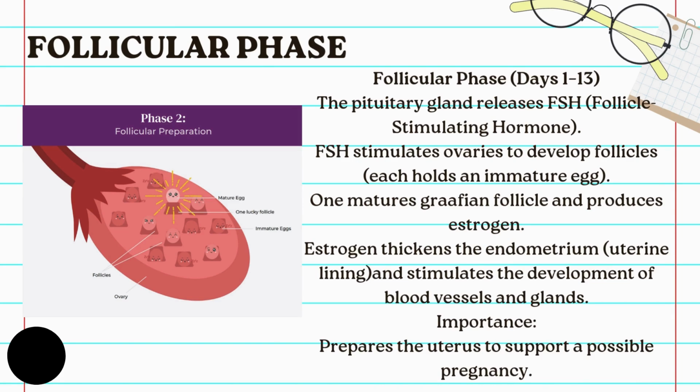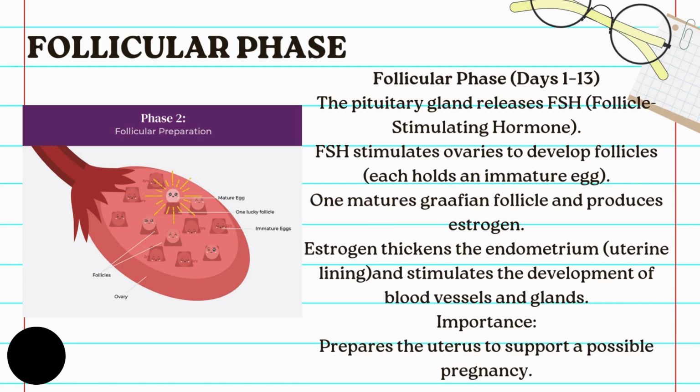Your pituitary gland, which is part of your brain or your central nervous system, will release FSH, which is follicle stimulating hormone. FSH will then stimulate the ovaries to develop follicles, each holding an immature egg. So the pituitary gland says to your ovaries, we'll release a hormone, that hormone is FSH, and it will tell your body we need to produce eggs. We want to have a baby.